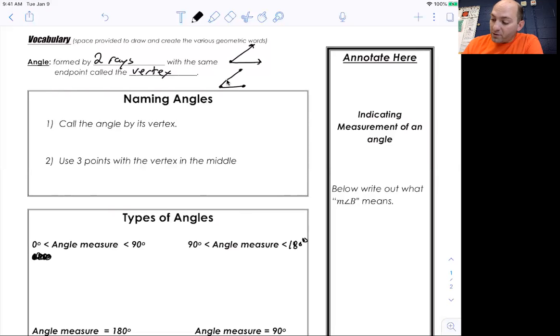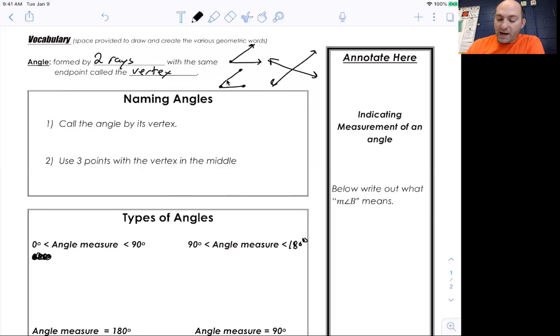I could form angles with two lines. So I could do something like this. So two lines cross, then I have some angles. Okay, and that's going to apply in this next part, which is naming our angles. Two ways we name them.